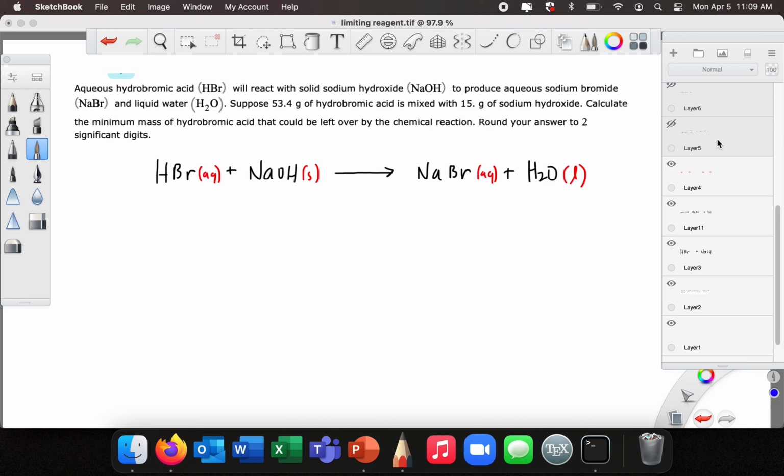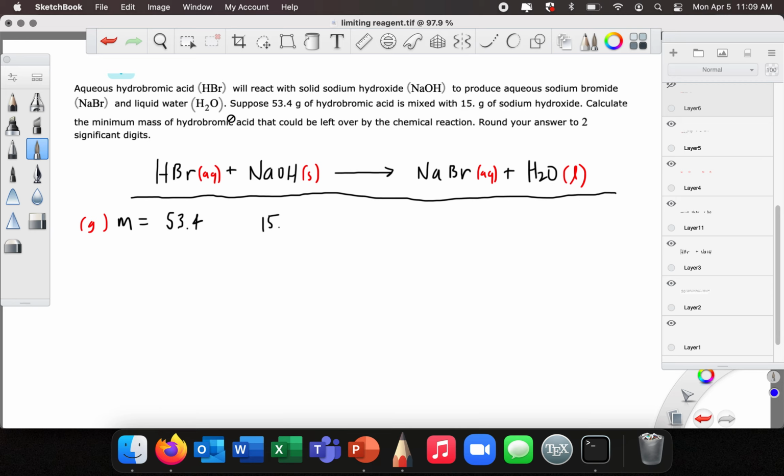You've seen me do this before many times. I'm going to set up a table here, and I'm going to let this be one column, and here's another column, and here's another column, and here's my fourth column, right? So we'll set the table up. Now, the masses is what we're given. Suppose 53.4 grams of hydrobromic acid is mixed with 15 grams of sodium hydroxide.